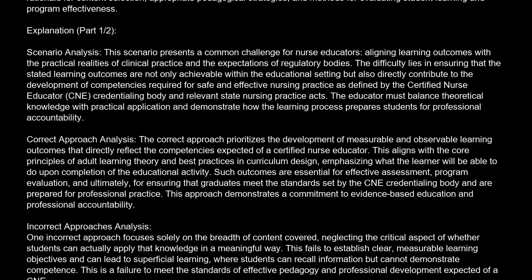Incorrect approaches analysis. One incorrect approach focuses solely on the breadth of content covered, neglecting the critical aspect of whether students can actually apply that knowledge in a meaningful way. This fails to establish clear, measurable learning objectives and can lead to superficial learning, where students can recall information but cannot demonstrate competence. This is a failure to meet the standards of effective pedagogy and professional development expected of a CNE.